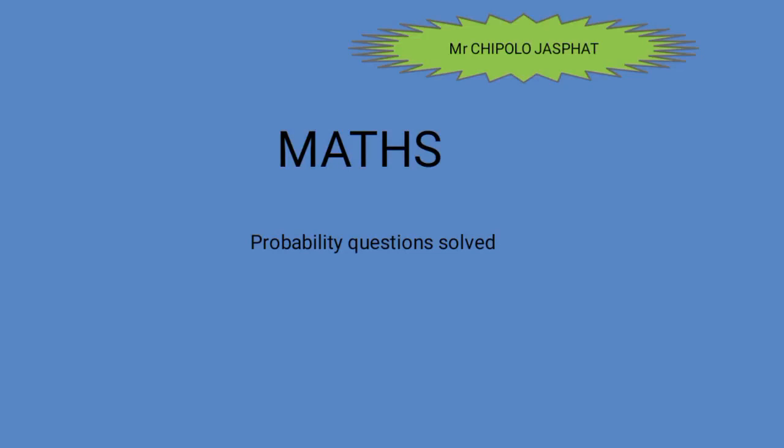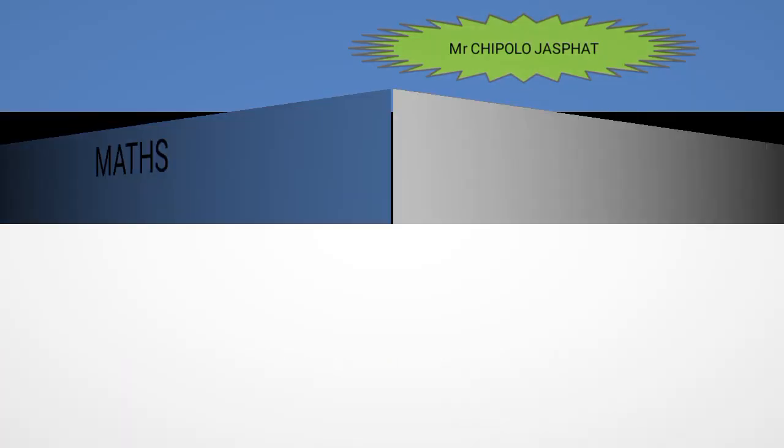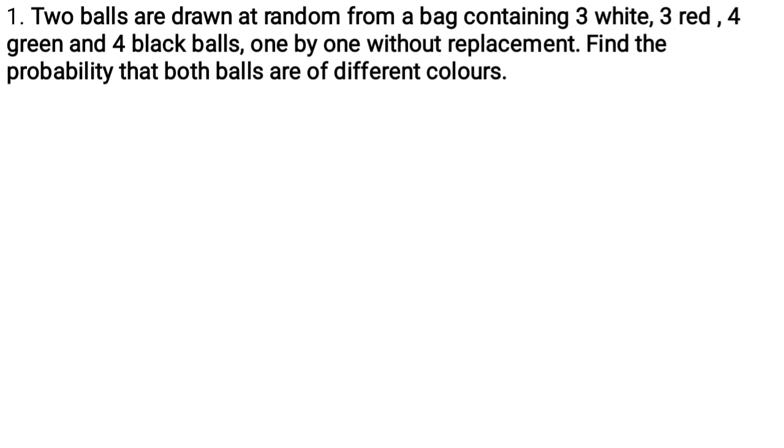In this lesson for today, we want to see how we can solve mathematics probability questions. So to begin with, this is the question that we have here. It says that 2 balls are drawn at random from a bag containing 3 white, 3 red, 4 green and 4 black balls, one by one without replacement. Find the probability that both balls are of different colors.